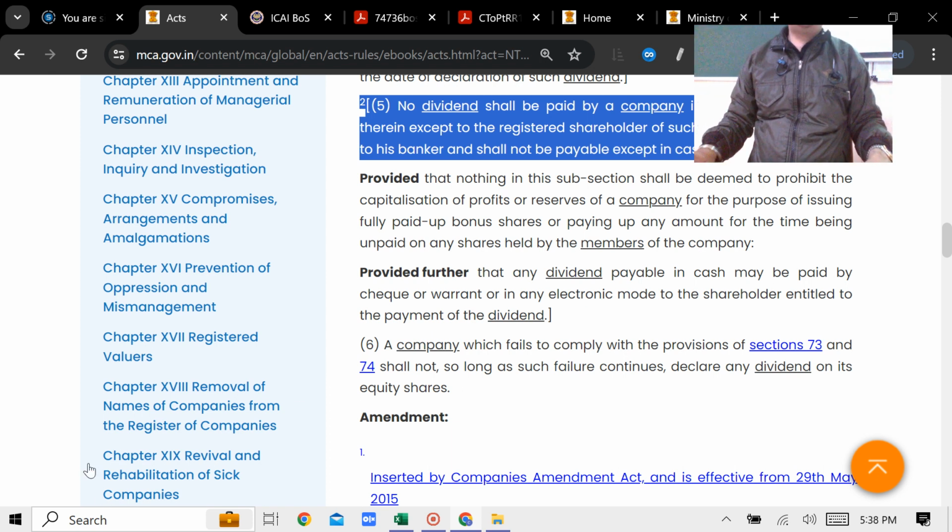So with this, guys, I want to announce that sections 123 and 124 are both coming to an end. Tomorrow, I think within the first 2 hours, I'm going to complete this dividend chapter and start with the accounts of company first. And after accounts, we will start with auditing.